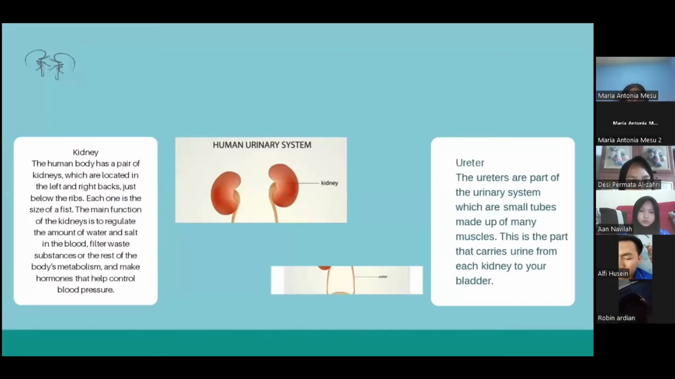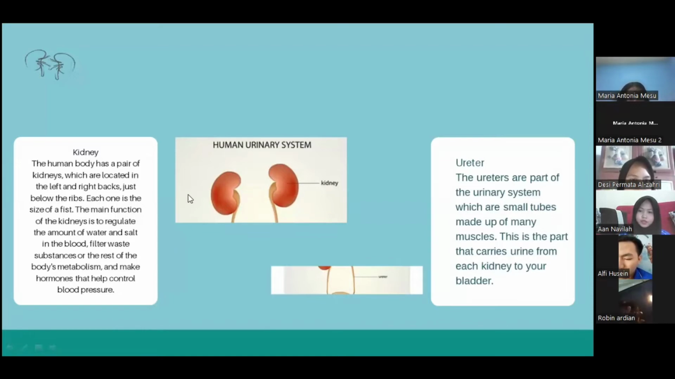Kidney. The human body has a pair of kidneys, which are located in the left and right back, just below the ribs. The main function of the kidneys is to regulate the amount of water and salt in the blood, filter waste substances or the rest of the body's metabolism, and make hormones that help control blood pressure.